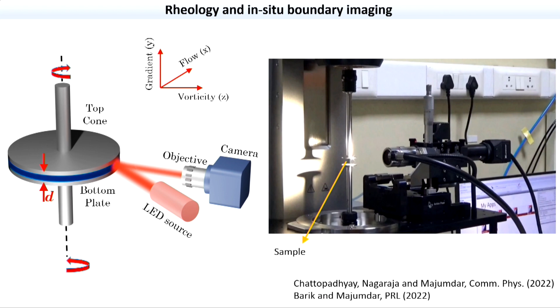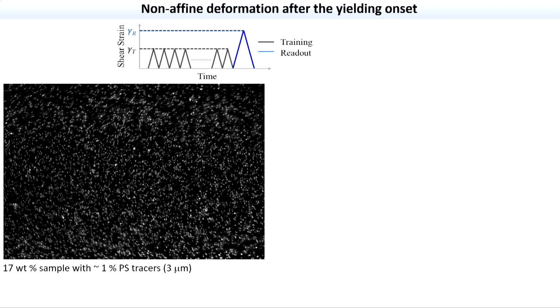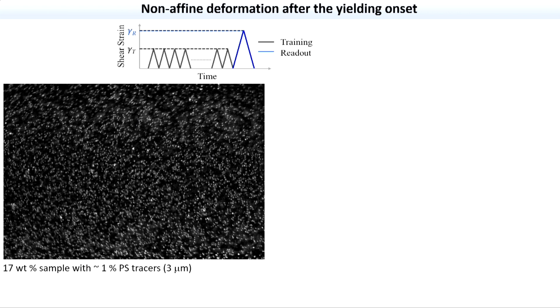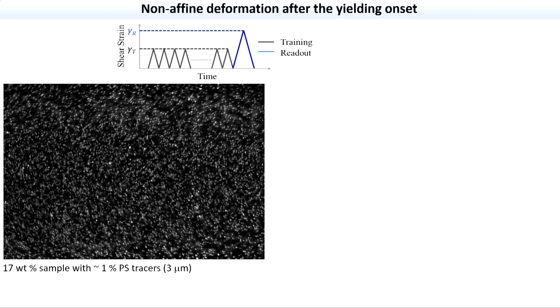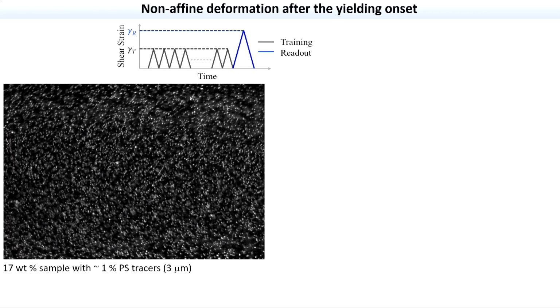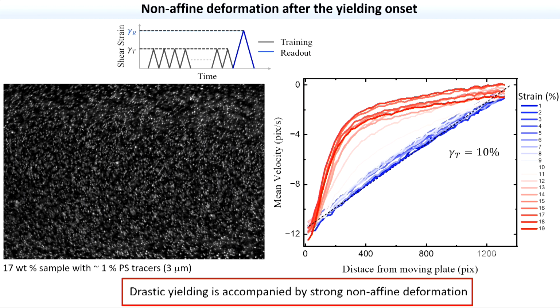So this is the actual setup in our lab, and this is how the boundary imaging looks. You have the edge of the top cone or top plate here, and this is the bottom plate. As you deform the system, here I am rotating the bottom plate only. This video is showing just the last two training pulses and a readout pulse. You can see that you apply this shear, and then you apply this readout.